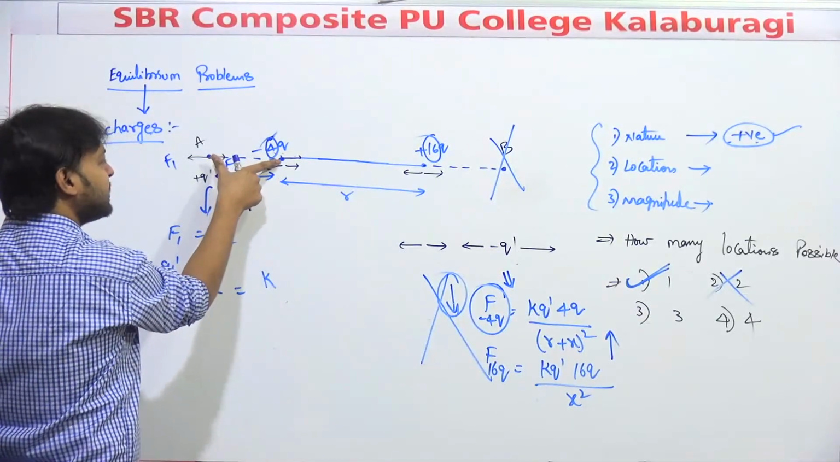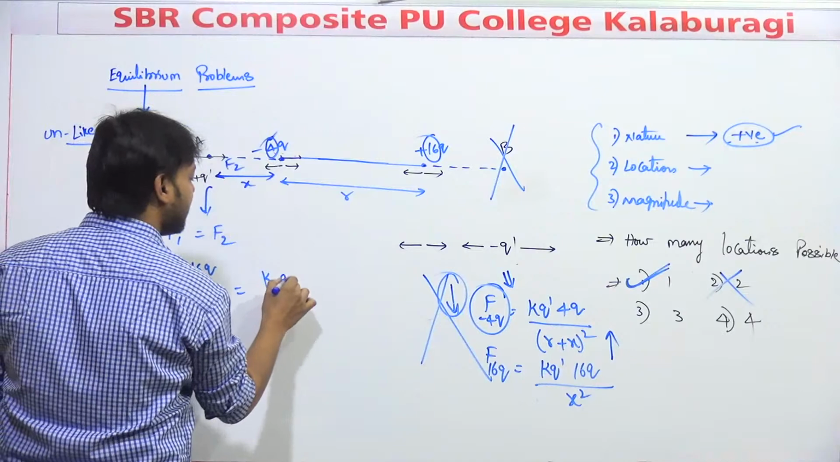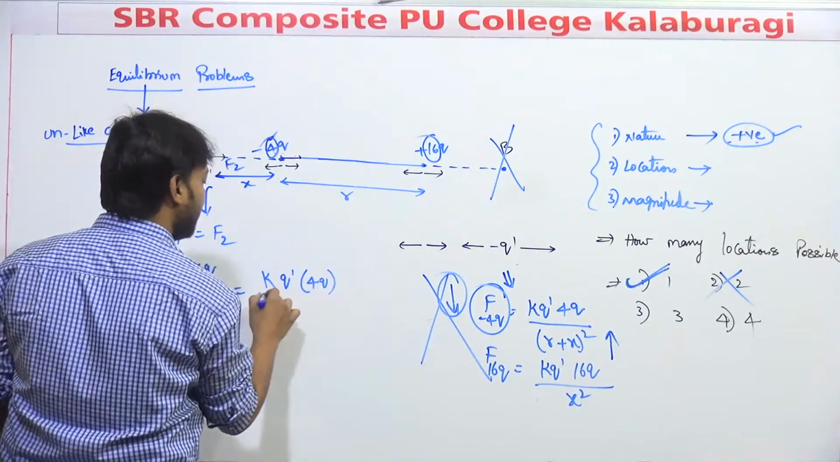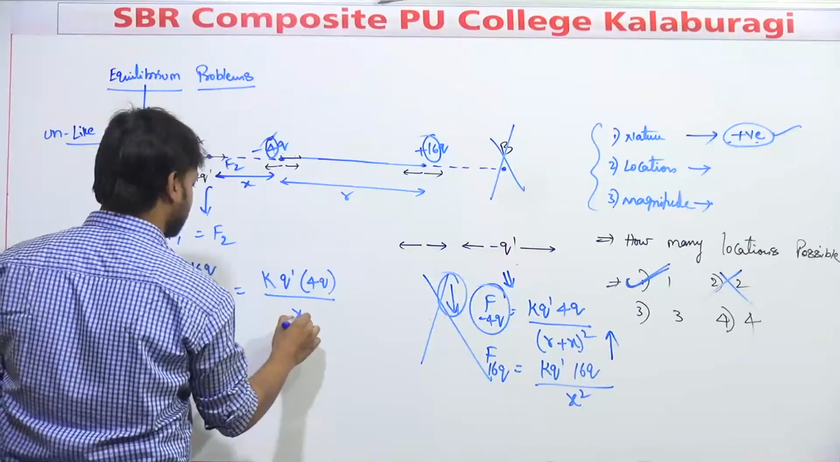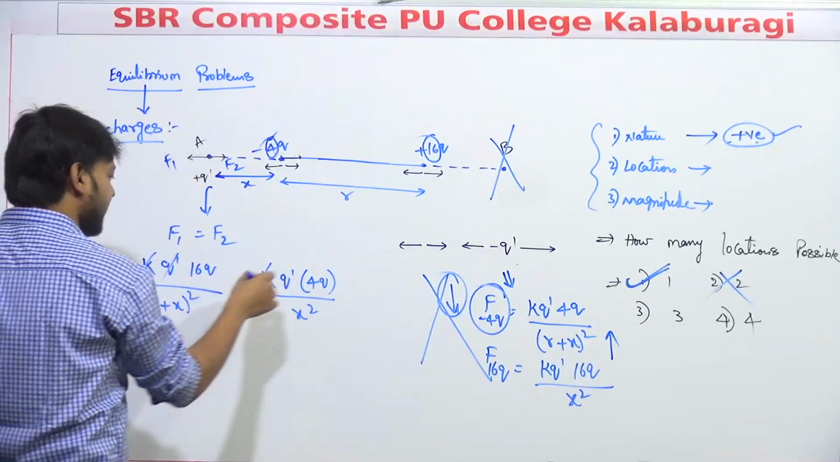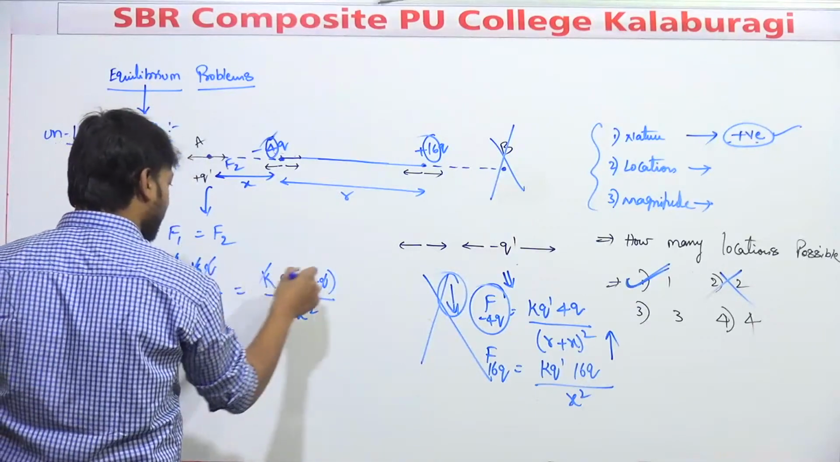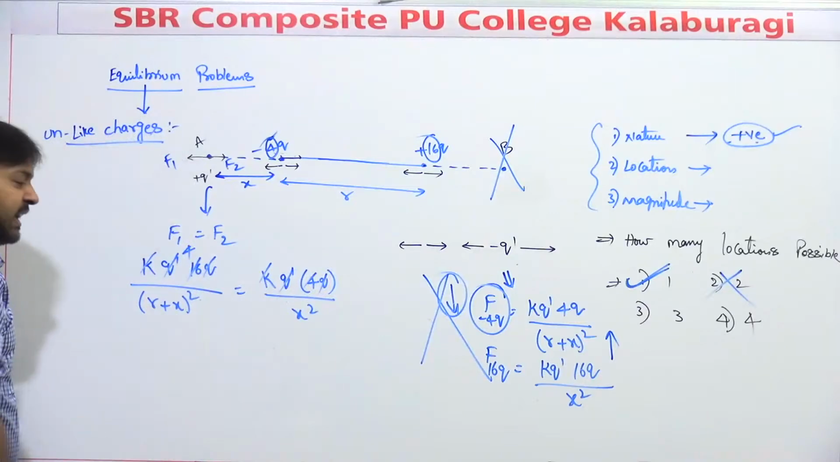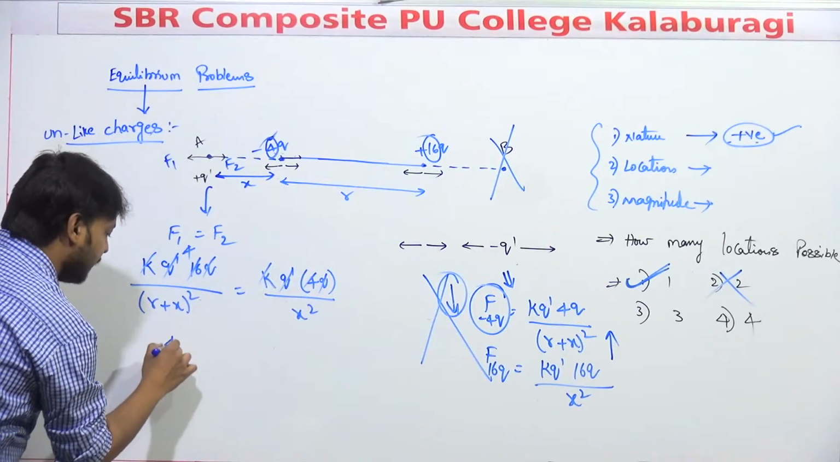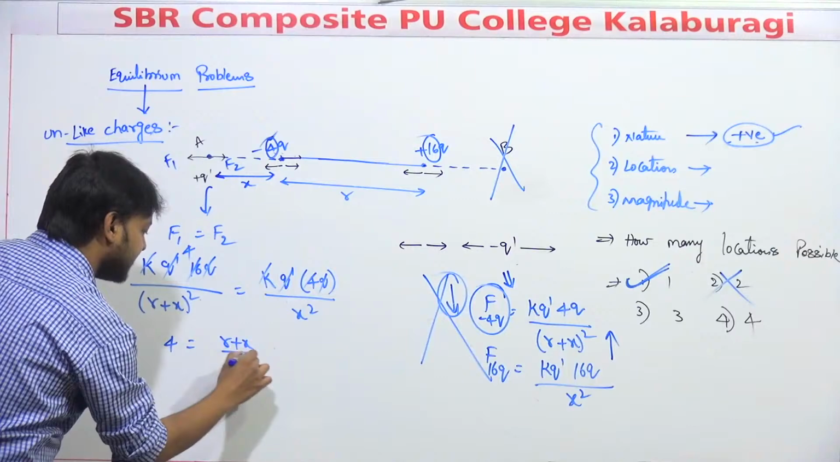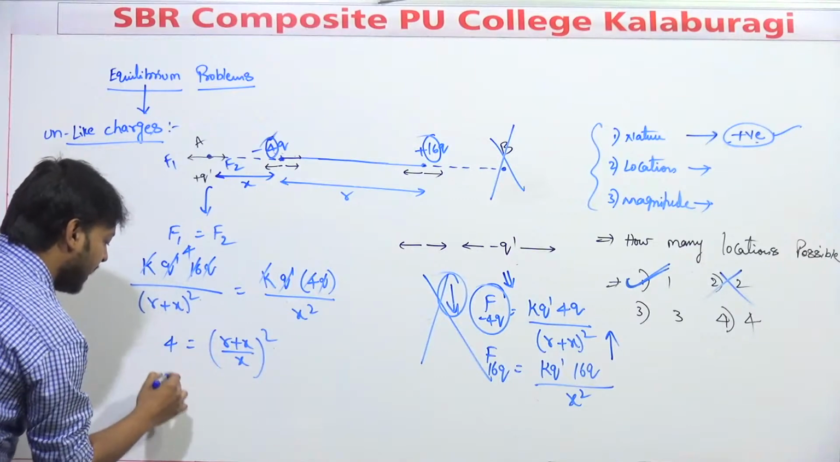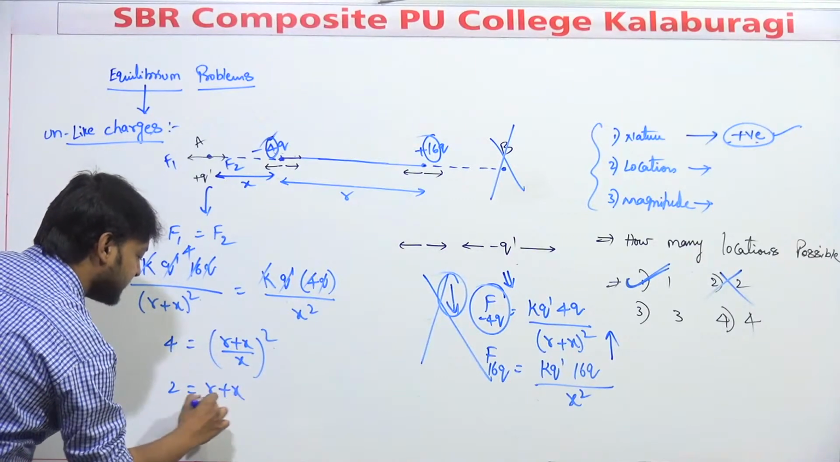F2 is due to minus 4Q and Q dash. So it will be Q dash 4Q divided by X square. K, Q dash, Q cancel out. So take this to the other side: 4 equals R plus X by X whole square. So now 2 equals R plus X by X.